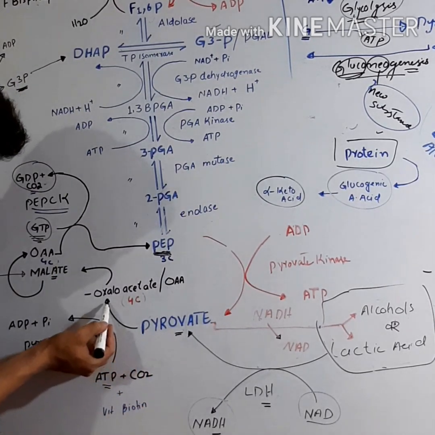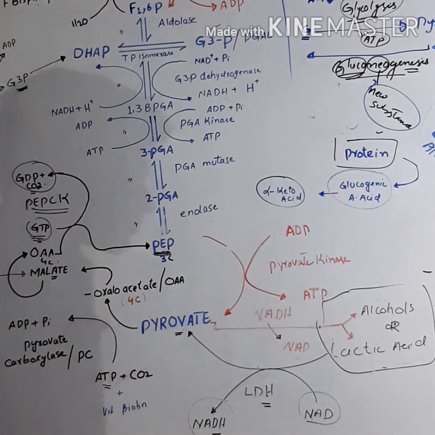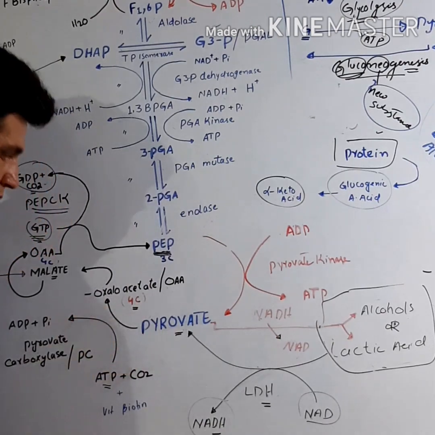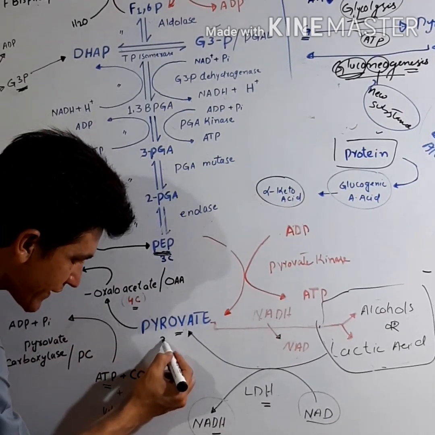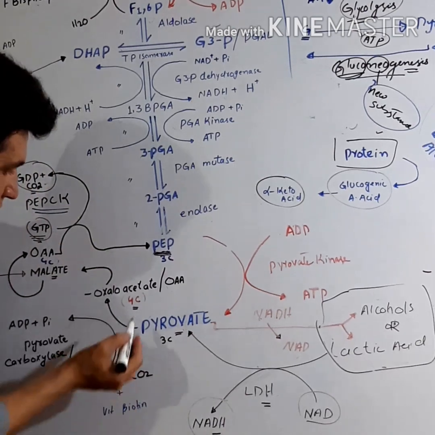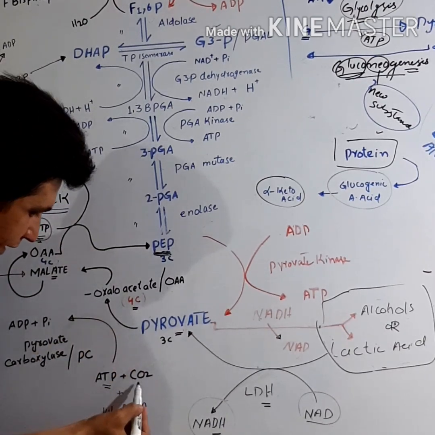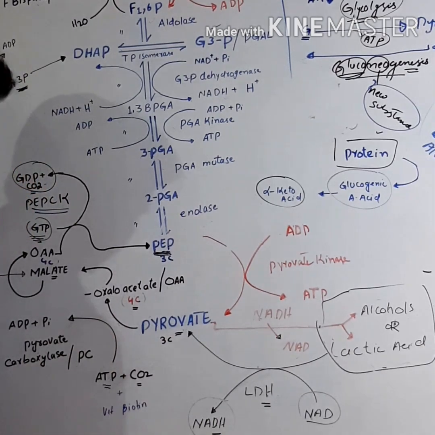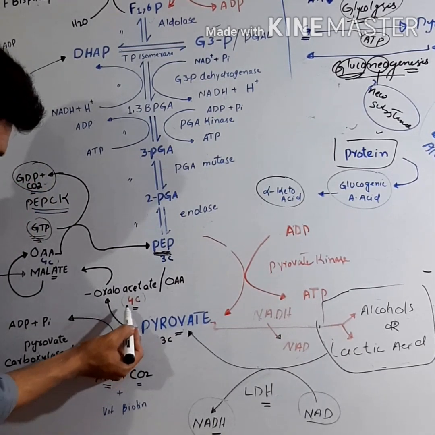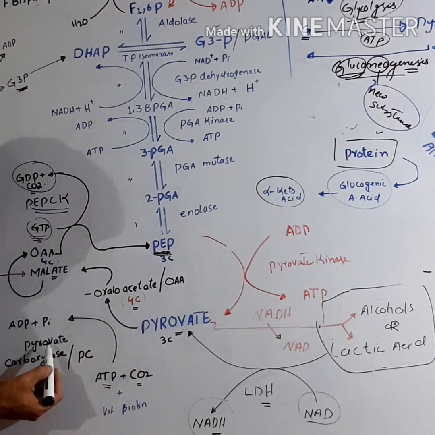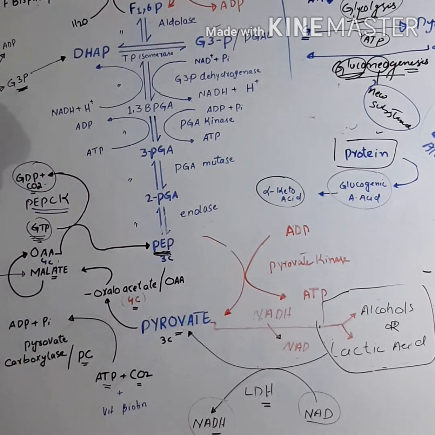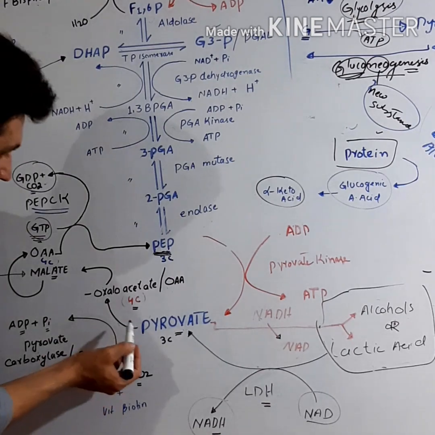Then the pyruvate molecule is converted into oxaloacetate, or oxaloacetic acid. Oxaloacetic acid contains 4 carbons and the pyruvate molecule contains 3 carbons. So where did this carbon come from? This carbon actually came from carbon dioxide. Carbon dioxide, ATP and the vitamin biotin are used in this step. This step is catalyzed by an enzyme known as pyruvate carboxylase, or PC. ATP is converted into ADP and inorganic phosphate.